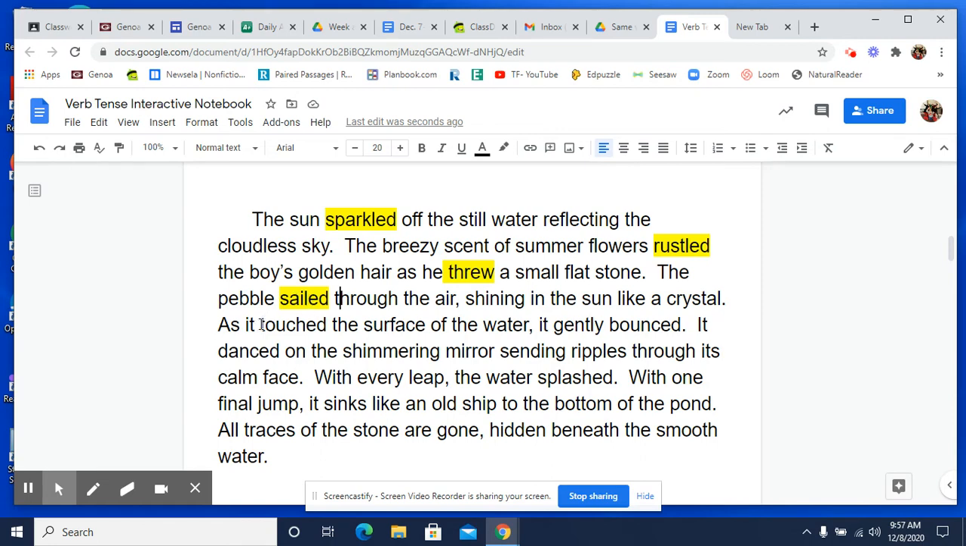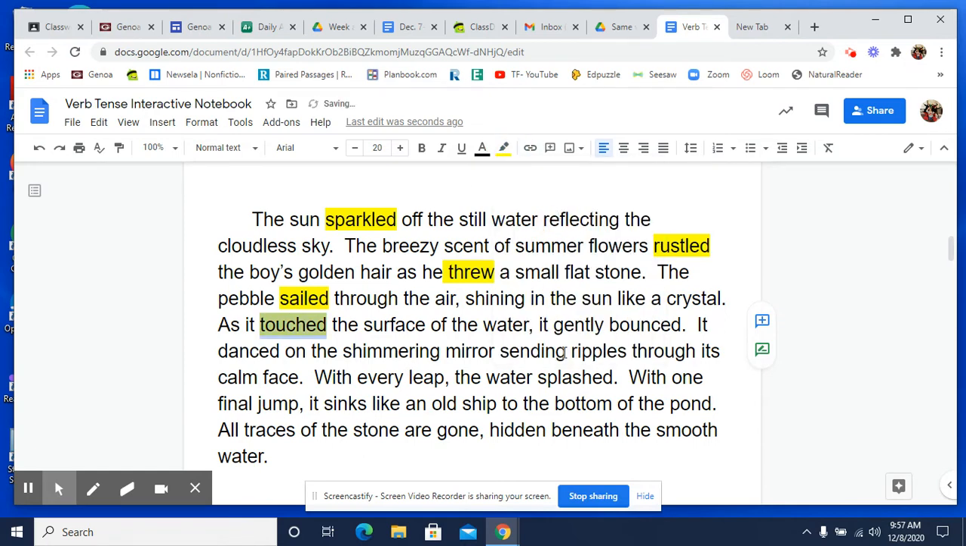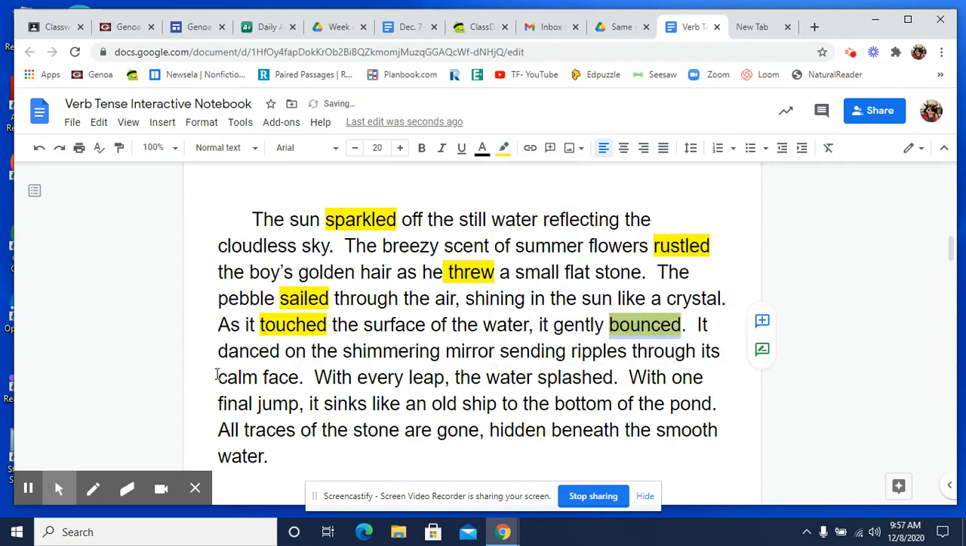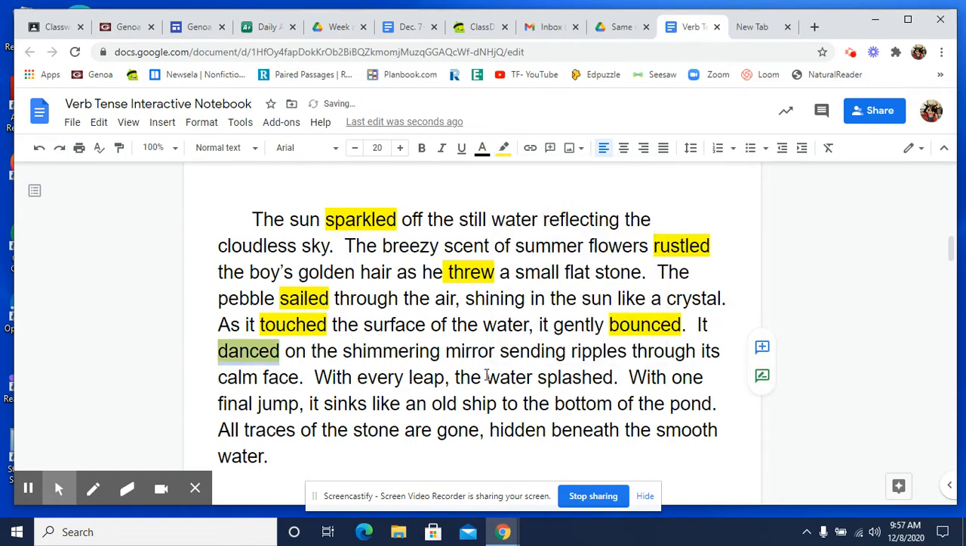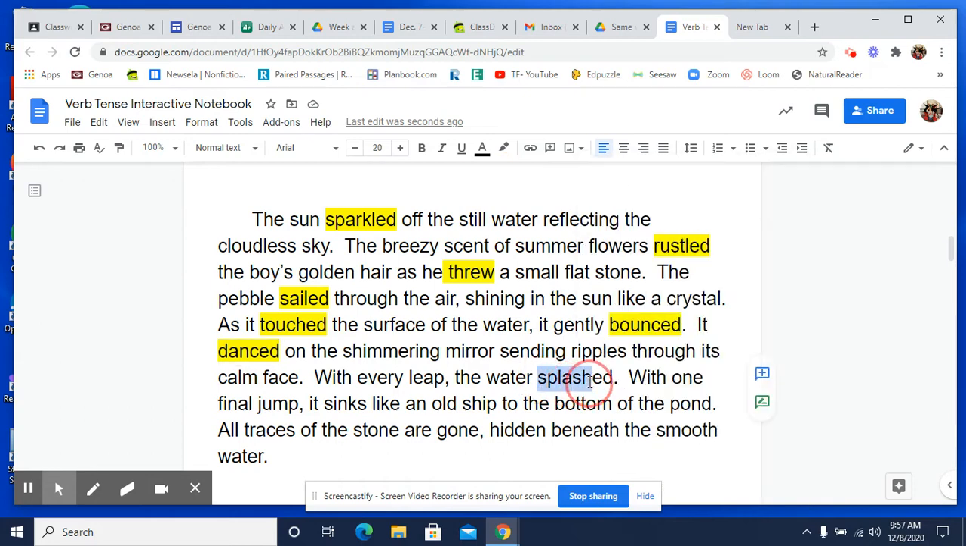As it touched the surface of the water, it gently bounced. See, all of these are past tense. So you have to keep it past tense. It danced on the shimmering mirror, sending ripples through its calm face. With every leap, the water splashed. Oops, sorry. I always do that.